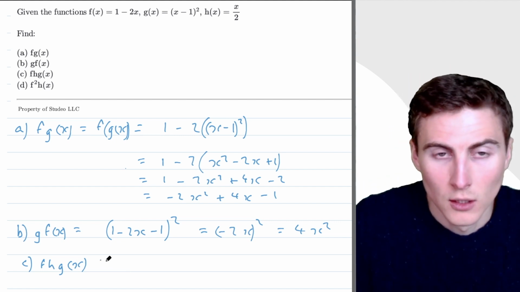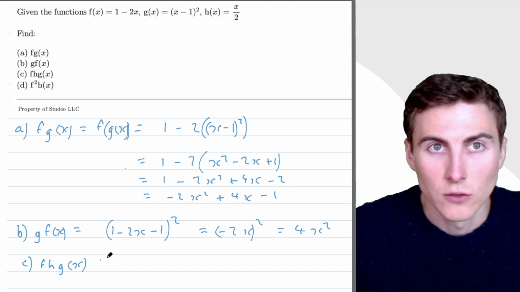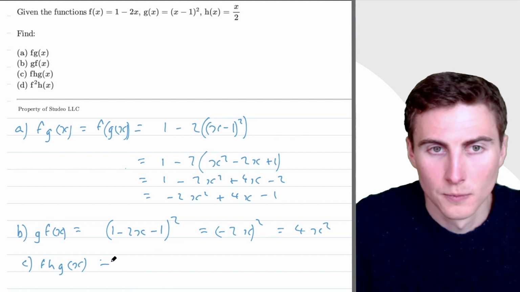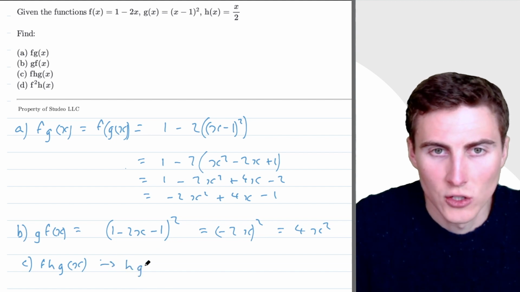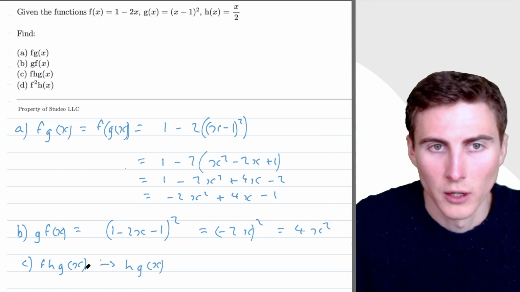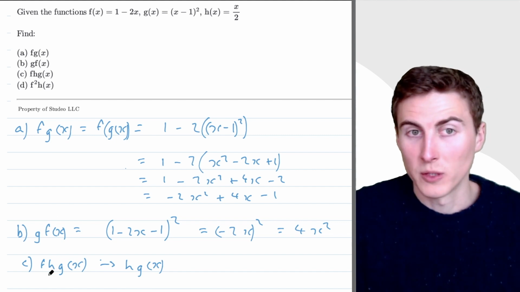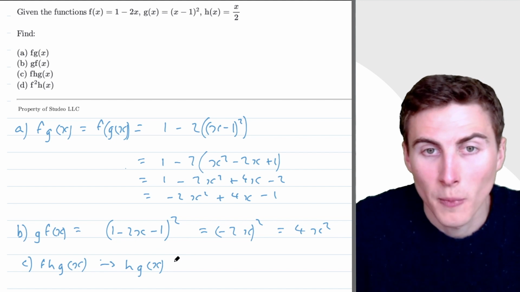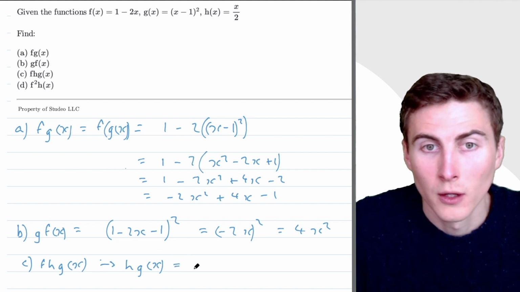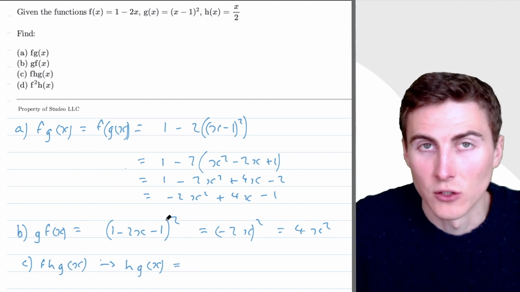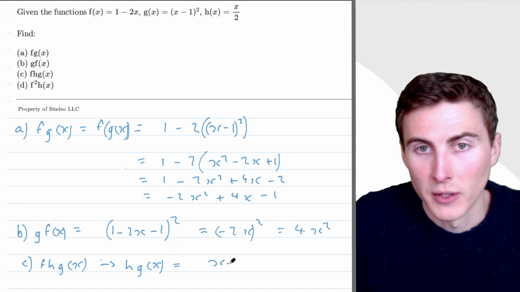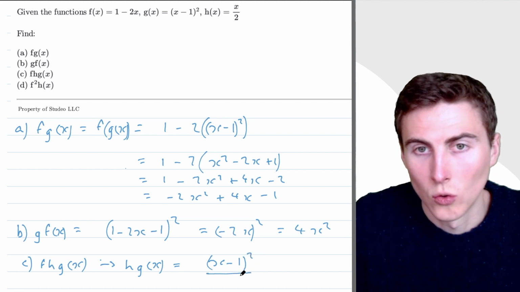So let's first of all just find h g of x. Ignore this bit here for now. I'm just going to find h g of x first, and then I'll put it into the f function. So that would be the g function into the h function, so this bit here into this x. That'd be x minus 1 squared all over 2.